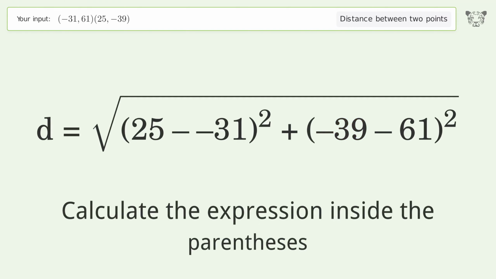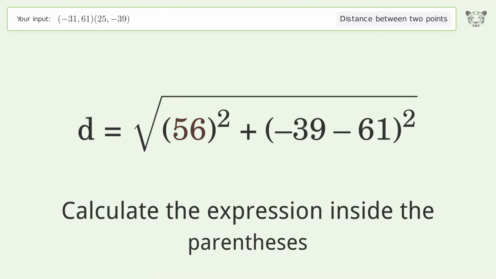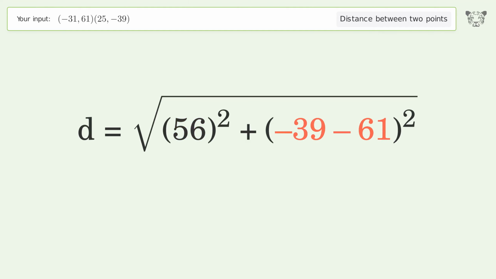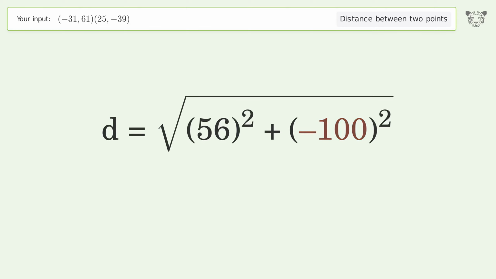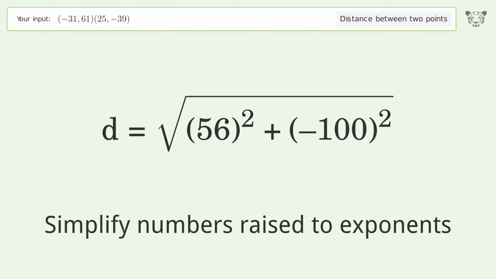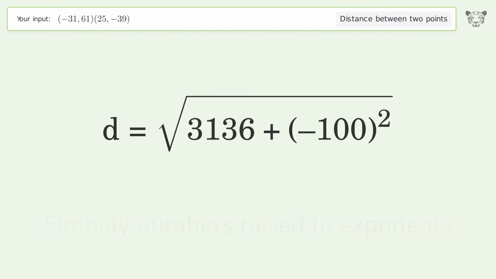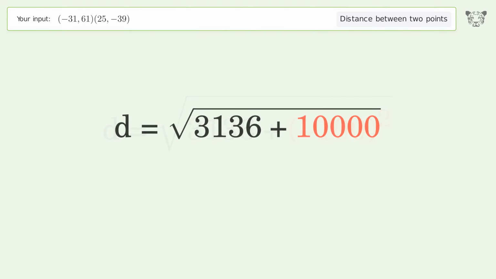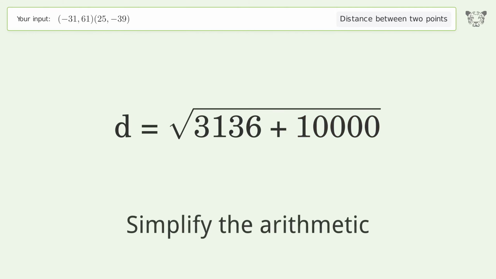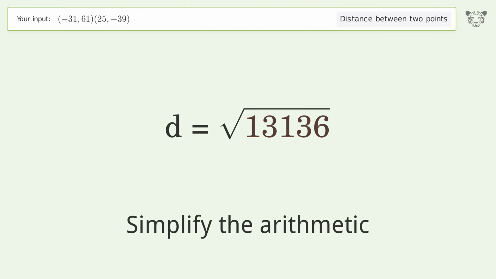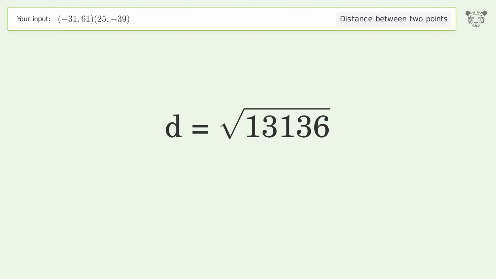Calculate the expression inside the parentheses. Simplify numbers raised to exponents. Simplify the arithmetic. And so the distance between the 2 points is the square root of 13,136, or 114.612.